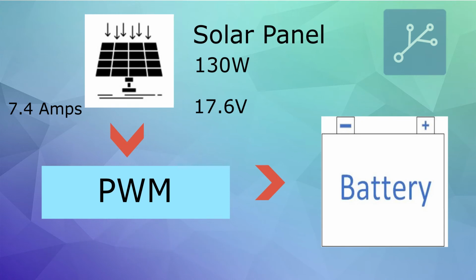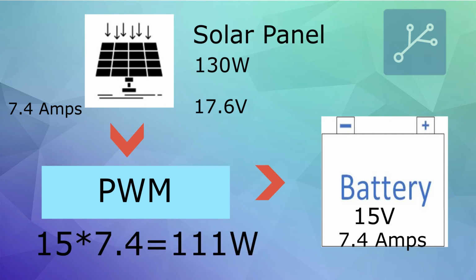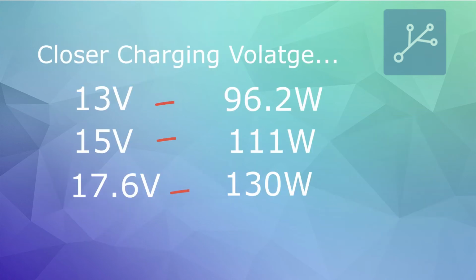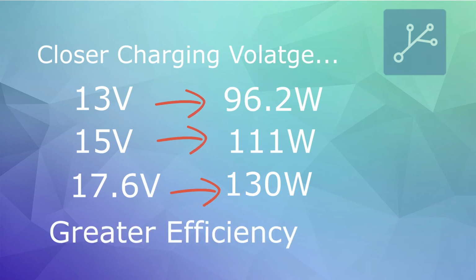All right, let's say we increase this voltage. So let's now charge at 15 volts, again at 7.4 amps. That means that we're now charging at 111 watts. So as you can see, the closer that the charging voltage is to the output of the solar panel, the greater the efficiency of a PWM regulator.